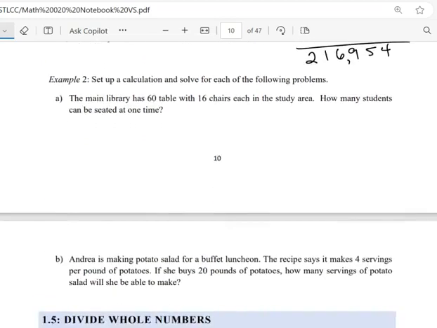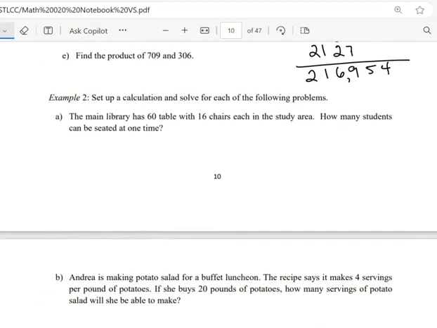So looks like we have a couple of word problems here, and that will be the end of our lesson. So in example 2, you're asked to set up a calculation and solve for each of the following problems. The main library has 60 tables with 16 chairs each in the study area. How many students can be seated at one time? So one table seats 16 people, and you have 60 tables. So 60 times 16 will give you that answer.